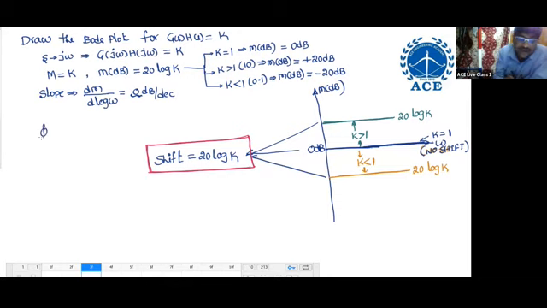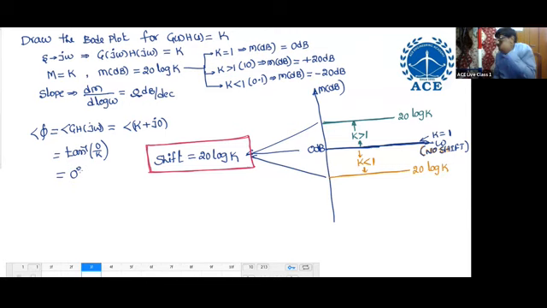So phi, the angle phi. This is the magnitude. Next, write phi, the angle phi, equal to the angle of G H of j omega, which equals the angle of K. We can write even K plus j0. So what will you get? The angle is tan inverse of imaginary 0 by K. So how much are you getting? 0 degrees. That means the phase plot is 0 degrees.